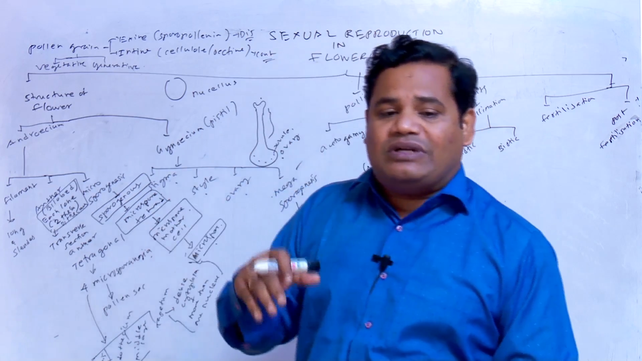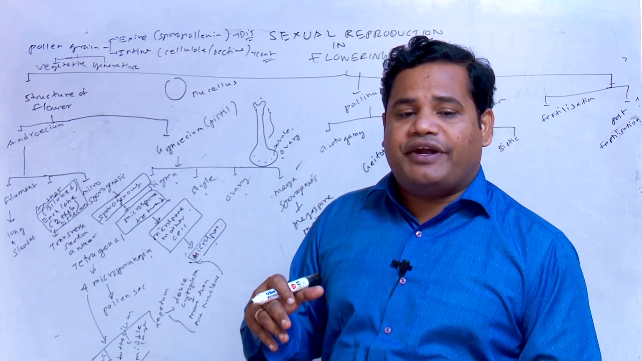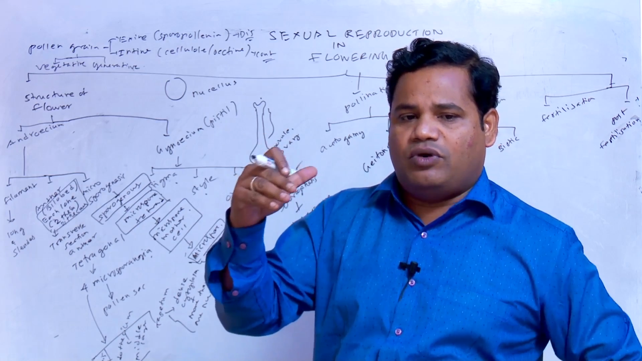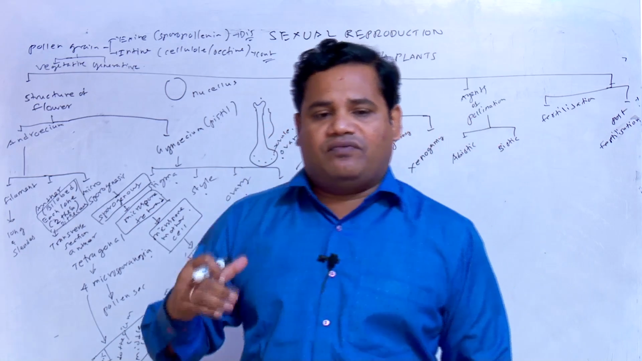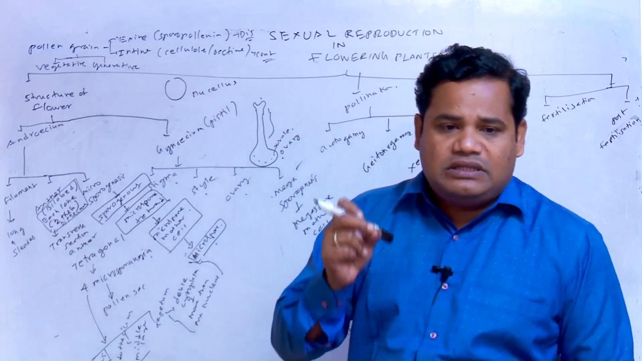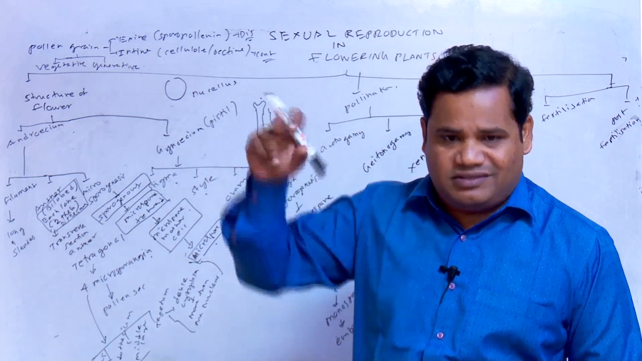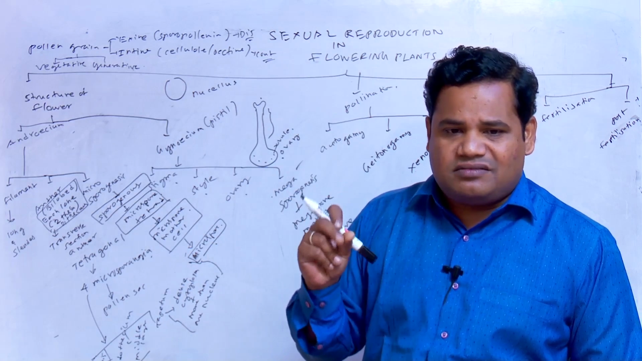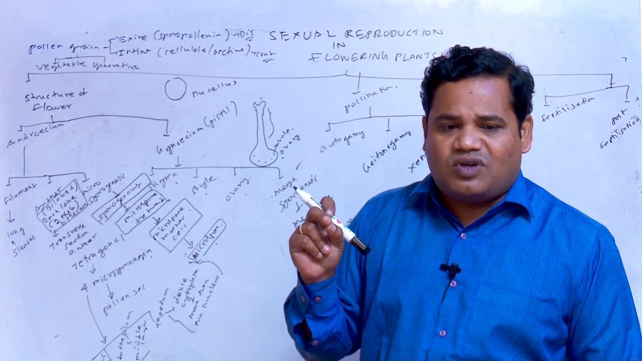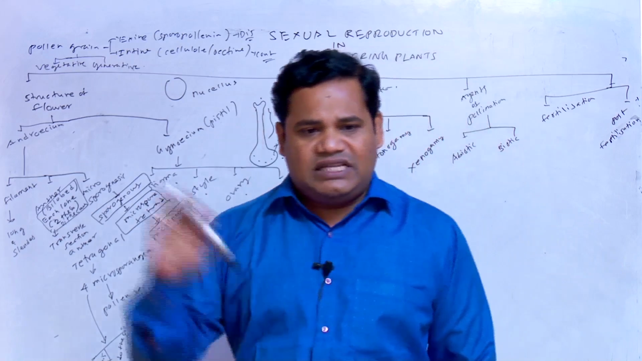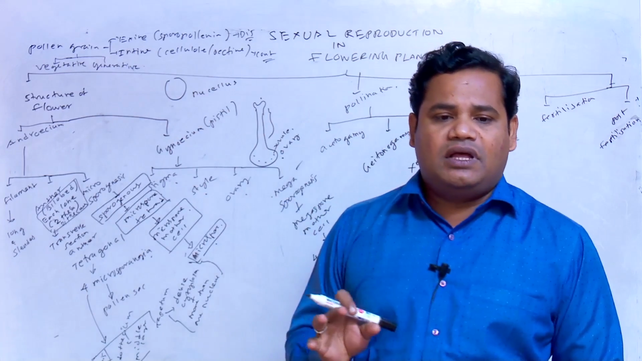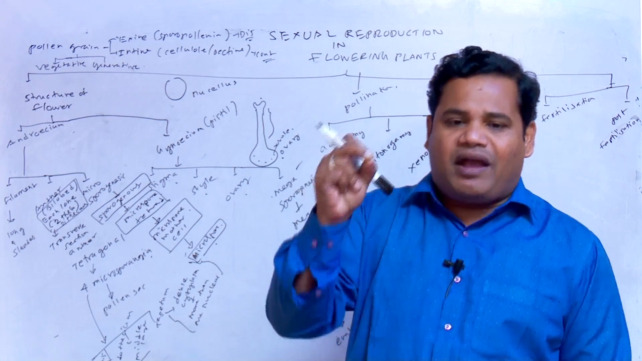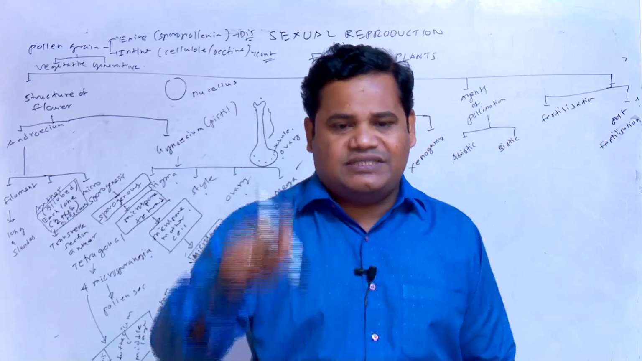Now, how are the nuclei distributed in the cells within the embryo sac? Three cells are grouped together in the micropylar region, the opening region, and constitute the egg apparatus. The egg apparatus consists of 2 synergids and 1 egg cell. The synergids have a special cellular thickening at the micropylar tip called the filiform apparatus, which helps guide the pollen tube into the synergid.